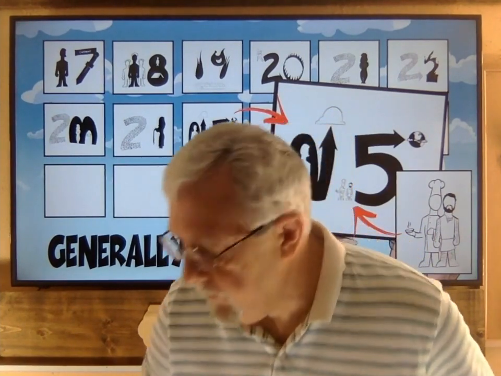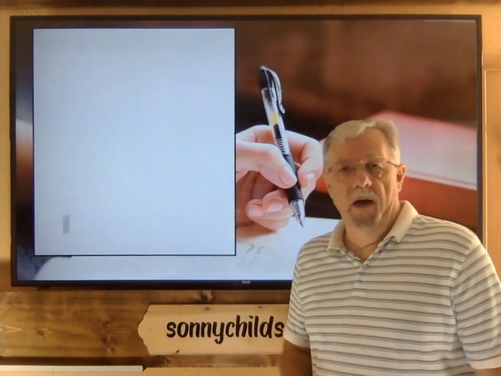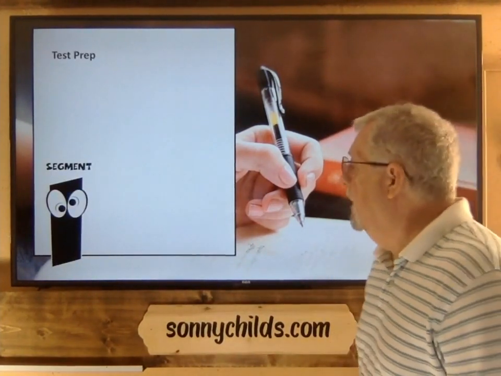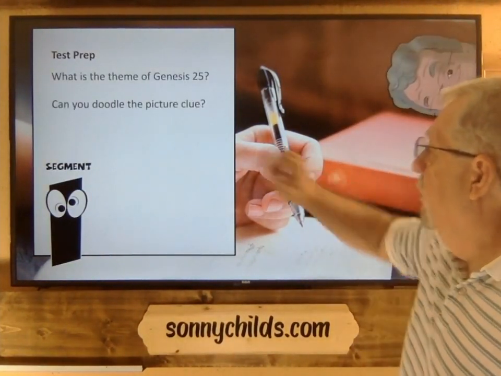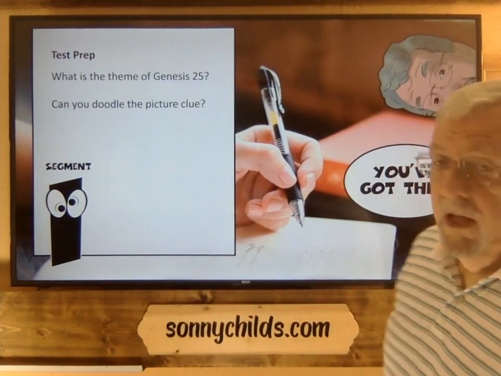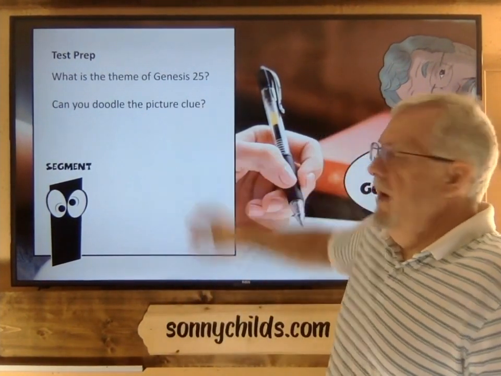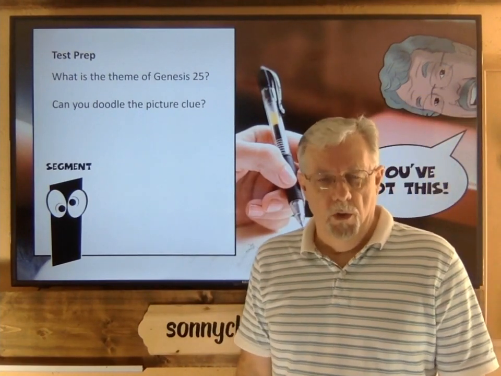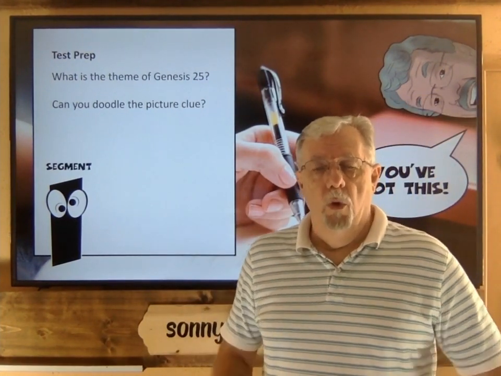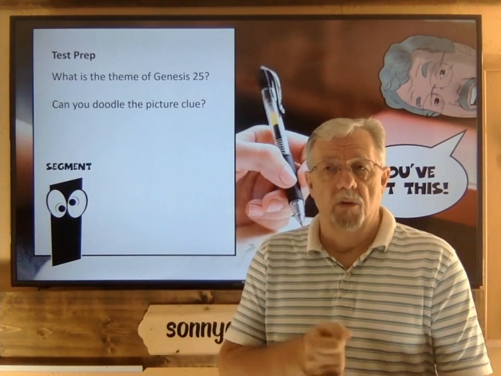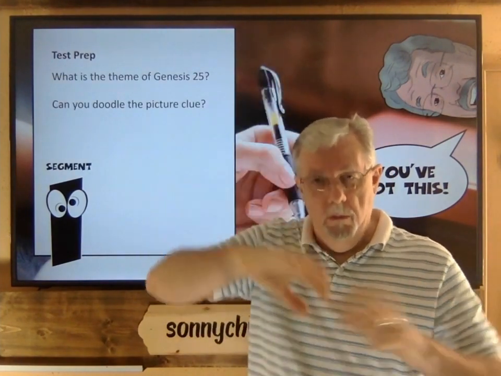Got it? Boom. All right, so if I was going to test you over segment number one, I would, of course, ask you what the theme is, and you would say, Abraham dies, Jacob and Esau are born. And then I would ask you to doodle the clue. Jacob and Esau are born, and Abraham dies. And you'd have to put the 2, you know, you got that, right?